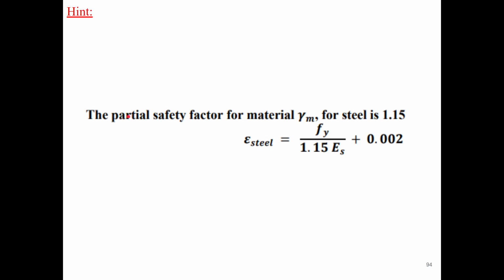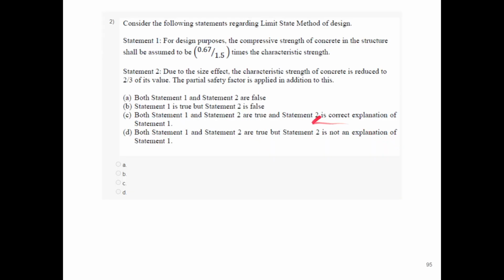That is found from the partial safety factor for material gamma m, which for steel is 1.15, and using that in the maximum tensile fiber strain. So that is Fy by 1.15 Es plus 0.002. So that is how to approach the first question.